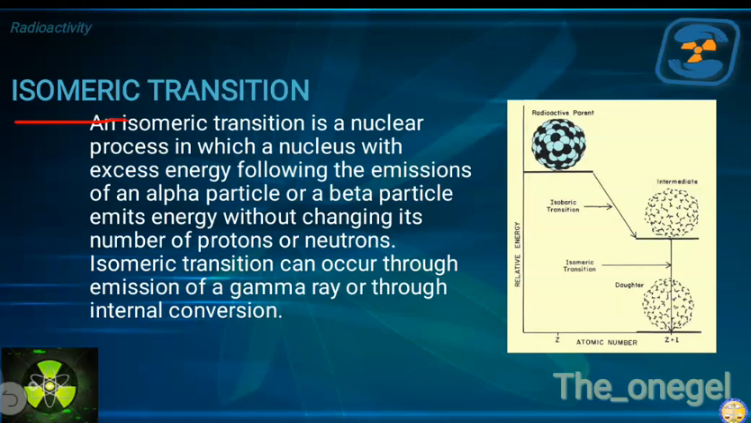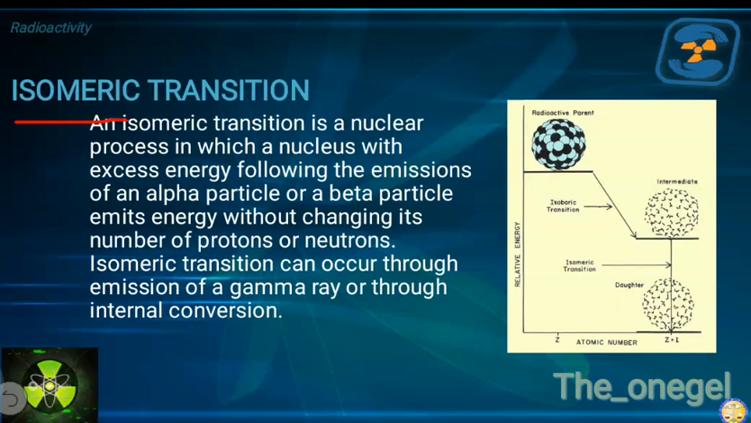Isomeric, di ba? Do not forget the isomer, one of the atomic nomenclatures, along with isotopes, isobars, isotones. So, merong isomer. So, an isomeric transition is a nuclear process in which a nucleus with excess energy following the emission of an alpha particle or beta particle emits energy without changing its number of protons or neutrons. Isomeric transition can occur through emission of a gamma ray or through internal conversion.